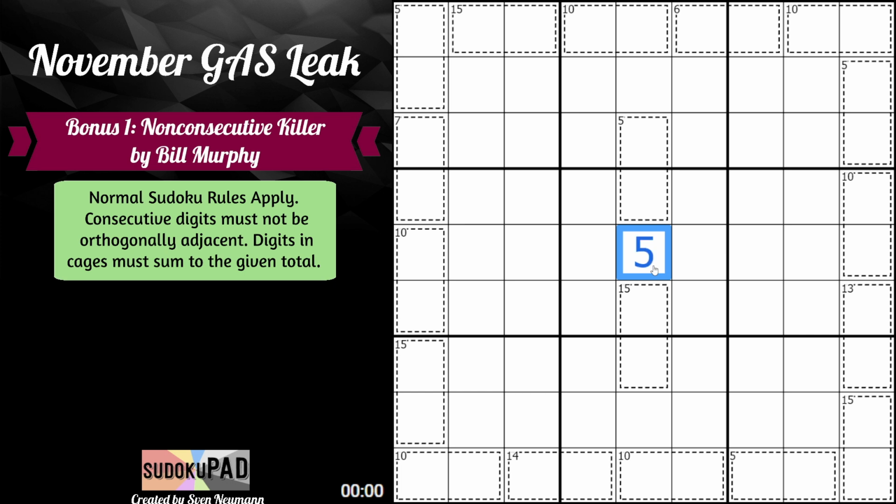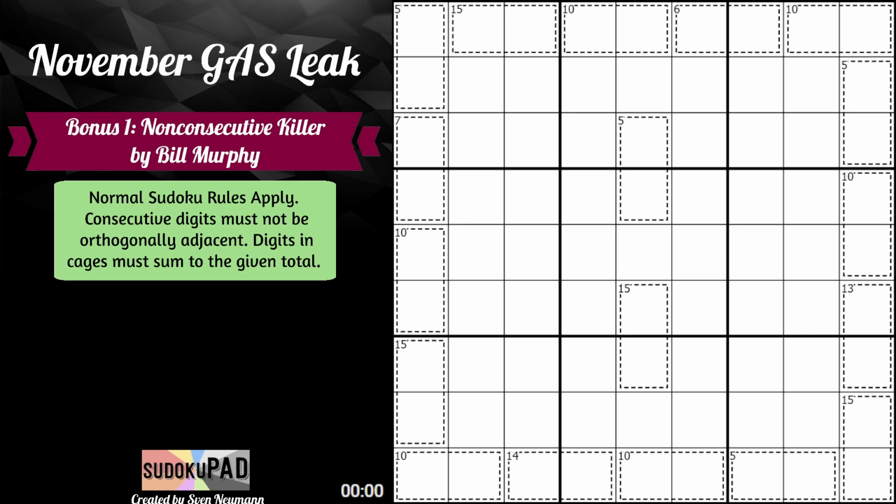So consecutive digits are digits that have a difference of 1. So that would be 1, 2, 2, 3, 3, 4, so on and so forth up the line. So for 5, those consecutive digits are 1 minus, so 4, or plus 1, which would give us 6. So the digits 4 and 6 may not be orthogonally adjacent. They cannot share an edge with this 5. So even though right now there is no Sudoku reason why any of these couldn't be 4 or 6, they cannot be 4 or 6 because of this non-consecutive rule.